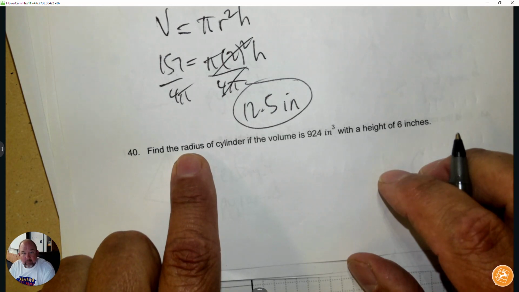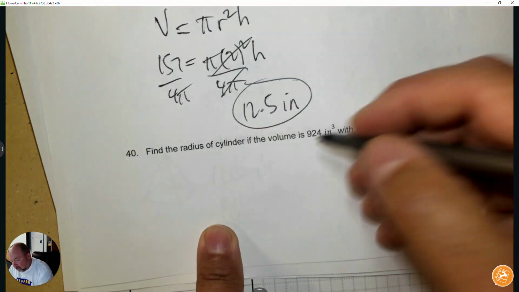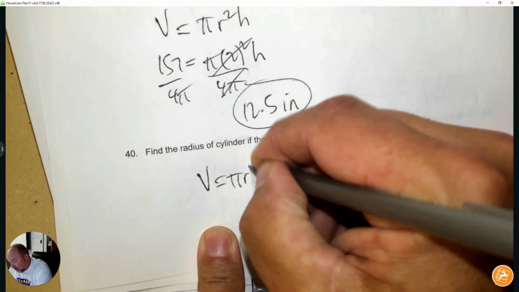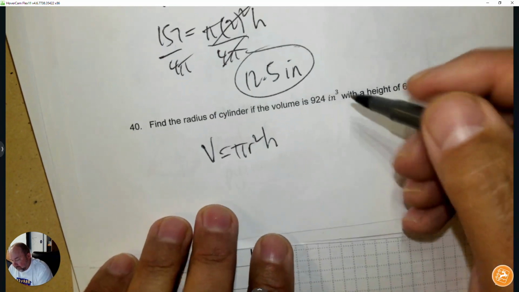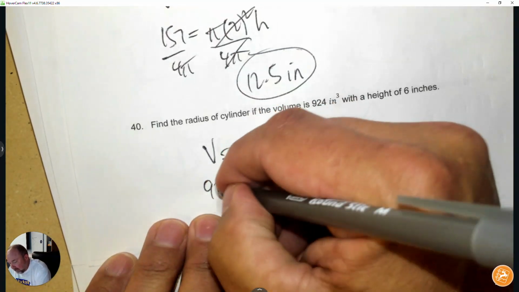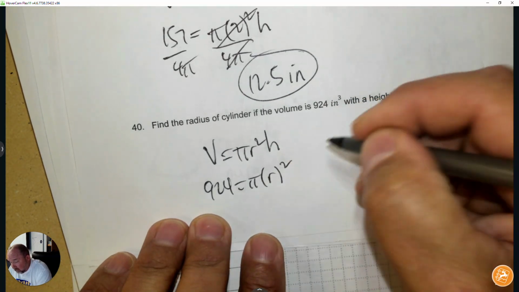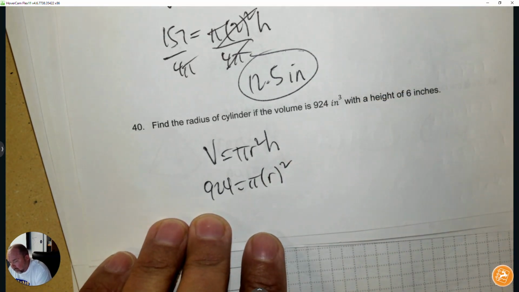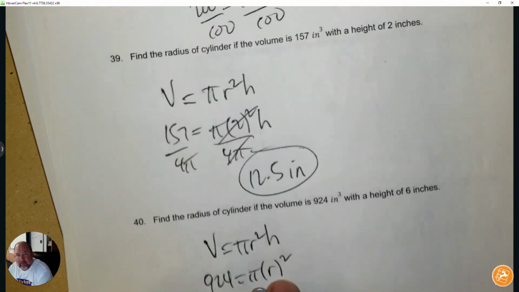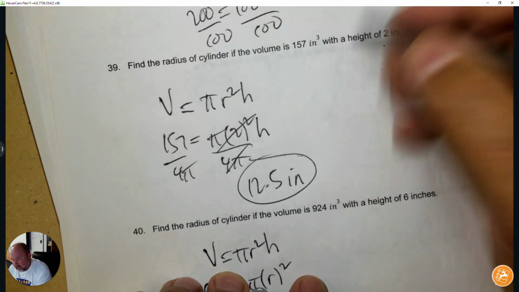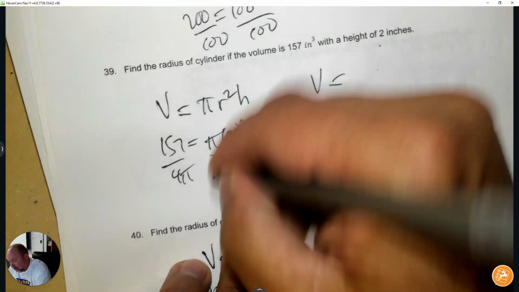Again, find the radius of a cylinder for the volume. So that's pi r squared h. The volume is 924. The radius I'm looking for. Oh, I did this one wrong. So the height is 2. So can I do this one right? This is wrong.